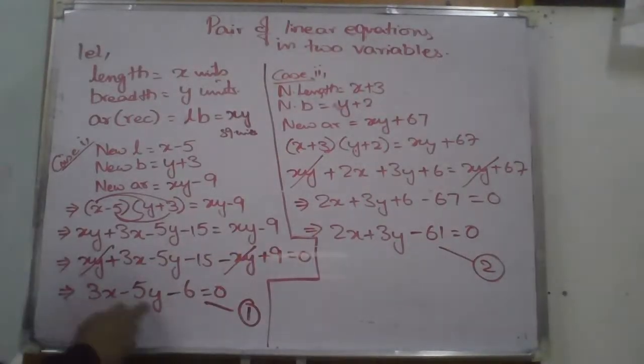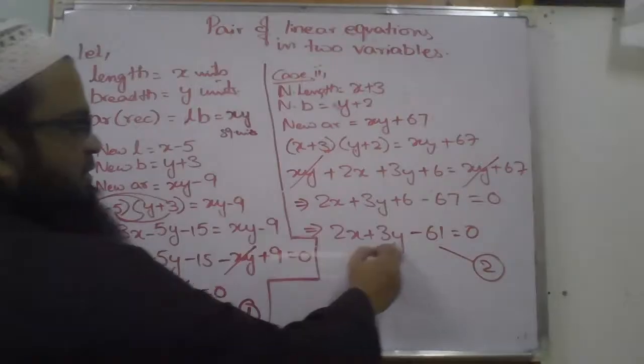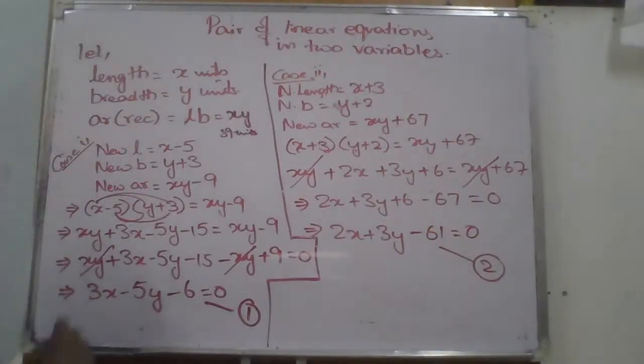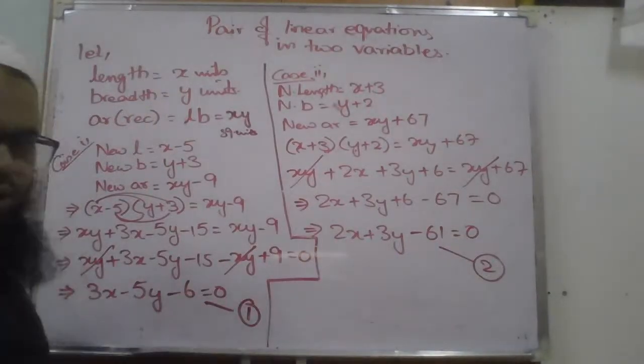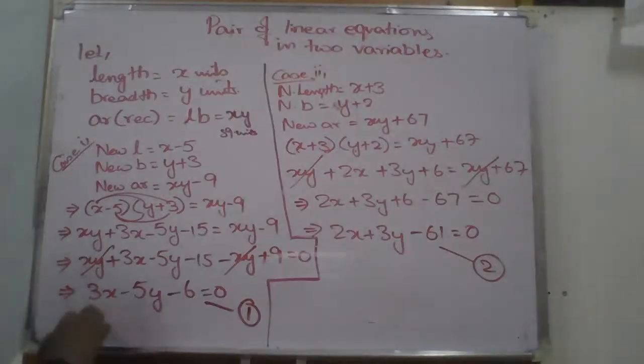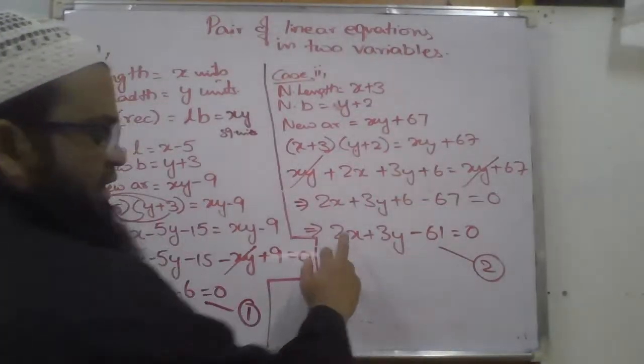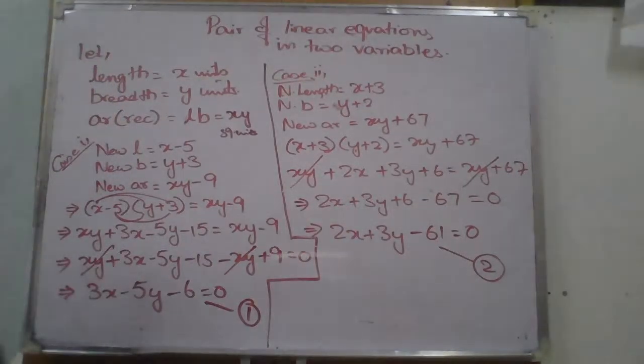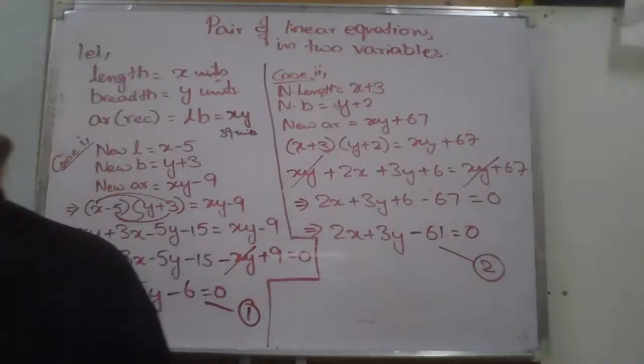See, you have 3x minus 5y minus 6 equals 0, and 2x plus 3y minus 61 equals 0. Multiply the first equation with 2 and the second equation with 3, and solve it using the elimination method. Got it, my dear students?